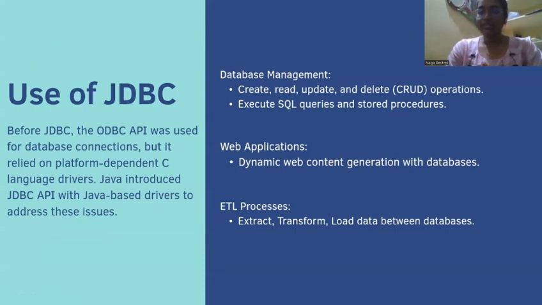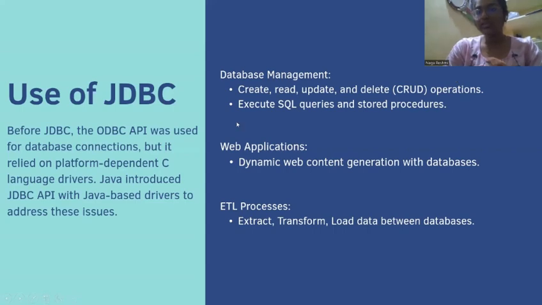Why do we use JDBC? Before JDBC, we used ODBC. ODBC was used for database connections, but it was written in C and was platform dependent. It was not able to be used on every platform. So they created JDBC so that it is platform independent and works on every platform. And it is written in Java, so we won't get any issues related to platform.